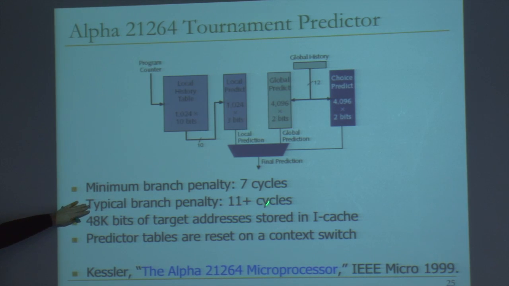Typical branch penalty was about 11 plus cycles, according to their reference manual, because it has out-of-order execution and branches are resolved based on data dependencies. And they actually store the target addresses in the iCache. And they reset the predictor tables on a context switch, such that you start out fresh for a different thread. So these are some of the issues. There are a lot of issues related to branch prediction. And this gives you some of them.